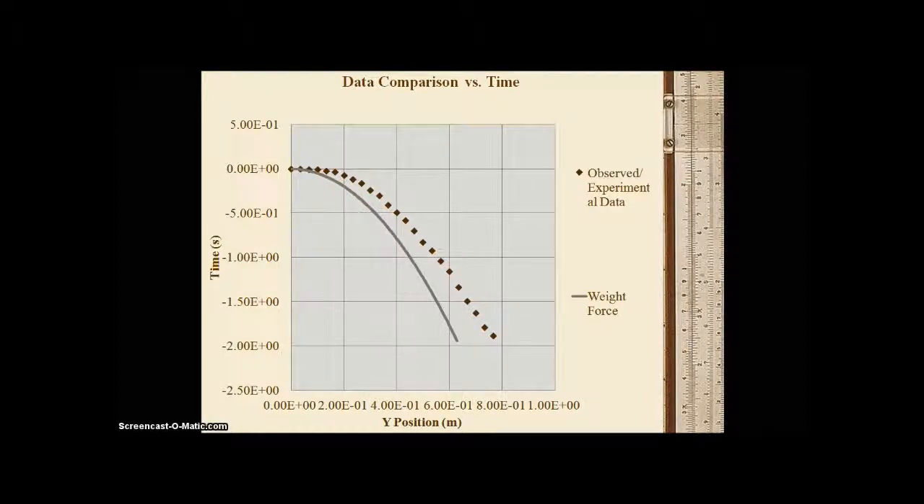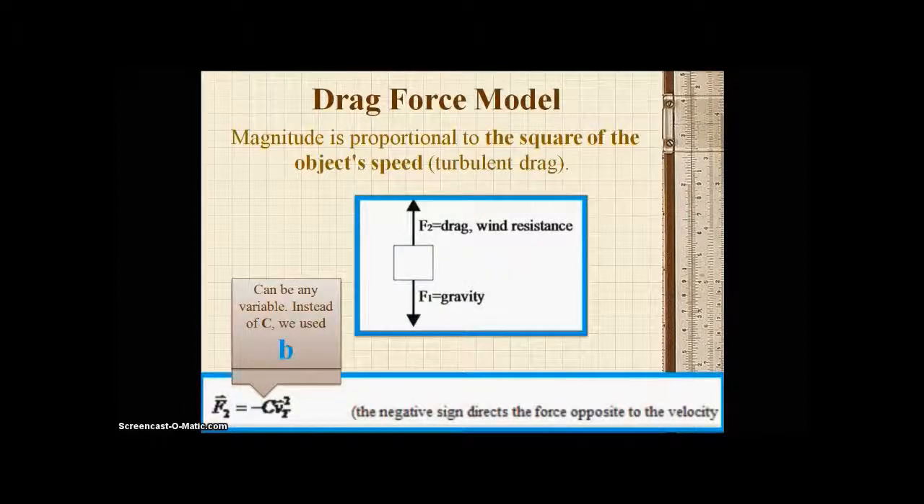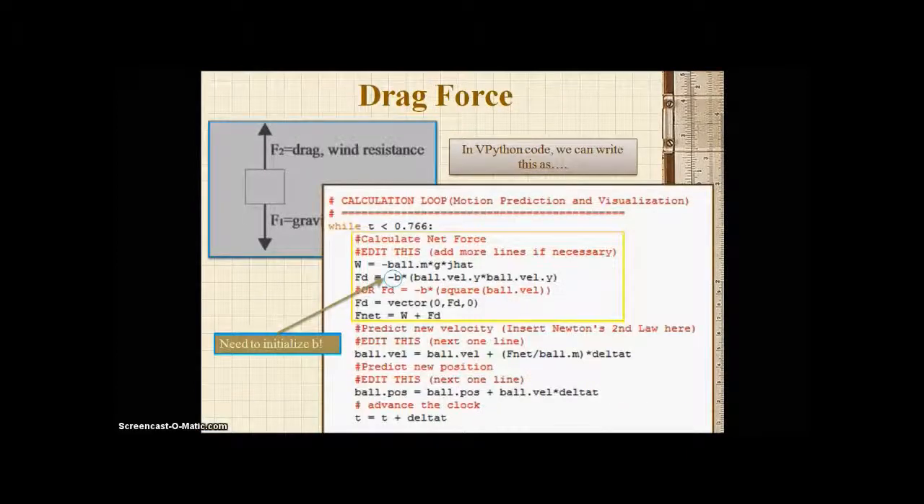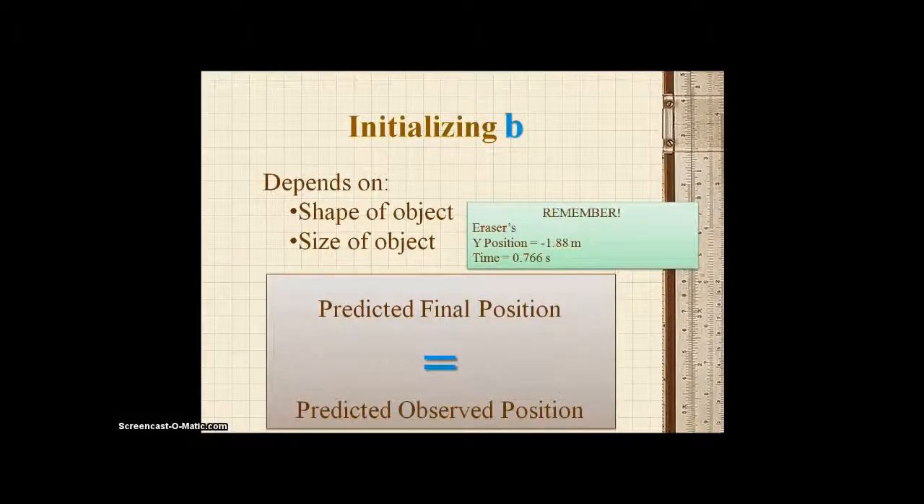This suggests that the object's interaction is affected by another force, drag force. The drag force is the force opposing motion of direction due to air. In our code, the only difference is that we add drag force to F net, since F net is a total of all the forces. However, because we use B, we need to initialize it so the computer knows what we're talking about.